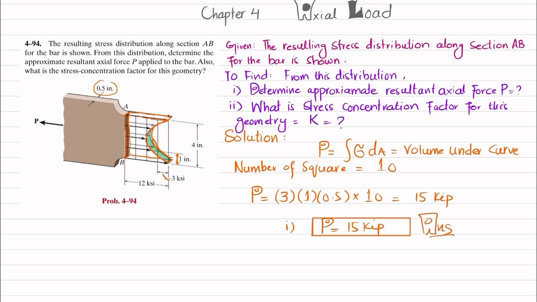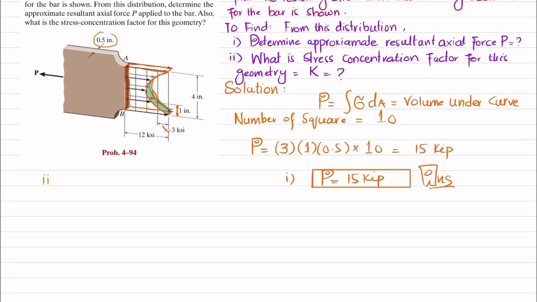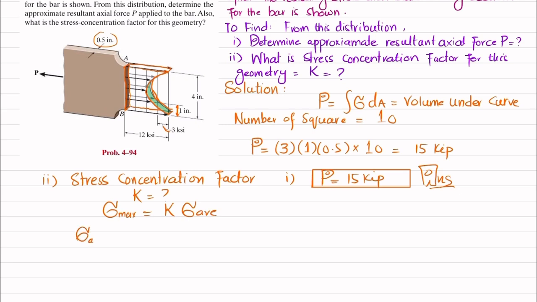Now we'll find the stress concentration factor, K. Due to this fillet, there will be a maximum stress at the fillet portion, and the minimum stress will be at the middle. So we will find this stress concentration factor. We know that the maximum stress is equal to the stress concentration factor into sigma average. So how do you find sigma average? Sigma average is equal to P divided by A.